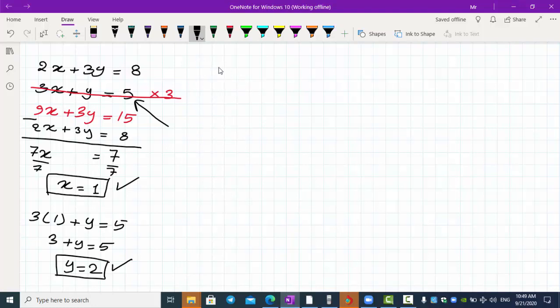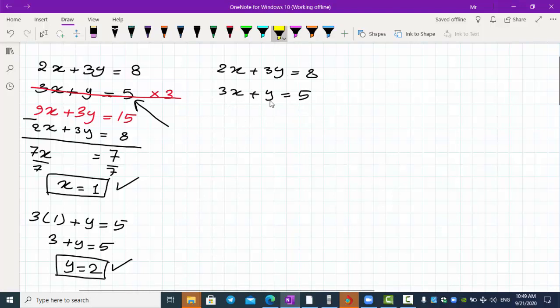There's another way, it's called substitution. 2x plus 3y is equal to 8. 3x plus y is equal to 5. In the substitution method, we are going to write y in terms of x, or it's also fine if you write x in terms of y. In this couple of simultaneous equations here, I see 1y. So it's easier to write y in terms of x using the second equation. So by sending these to the other side, we will have y is equal to 5 minus 3x.